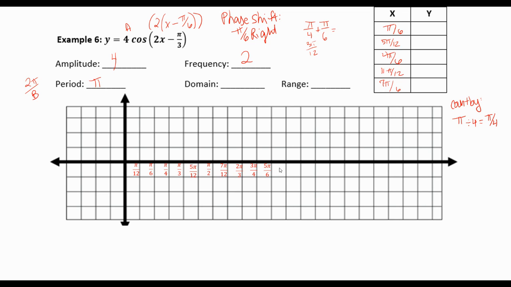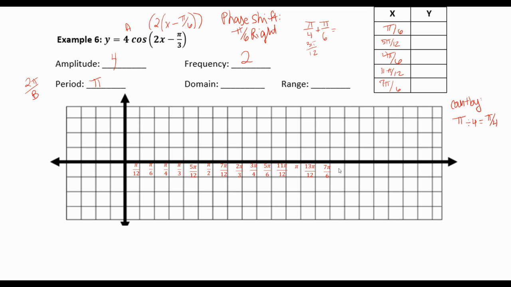Where did we leave off? Not the 9, 10, 11 pi over 12. Again, that's a value we need from our table. And then we would have 12 pi over 12, which is pi. Keep going. That would be 13 pi over 12. 14 pi over 12 reduces to 7 pi over 6.